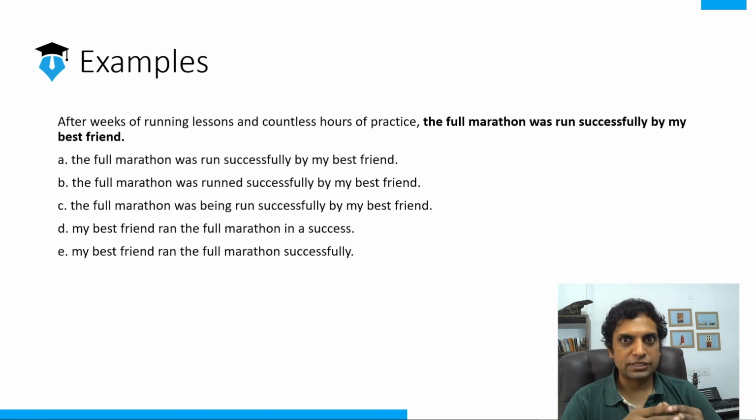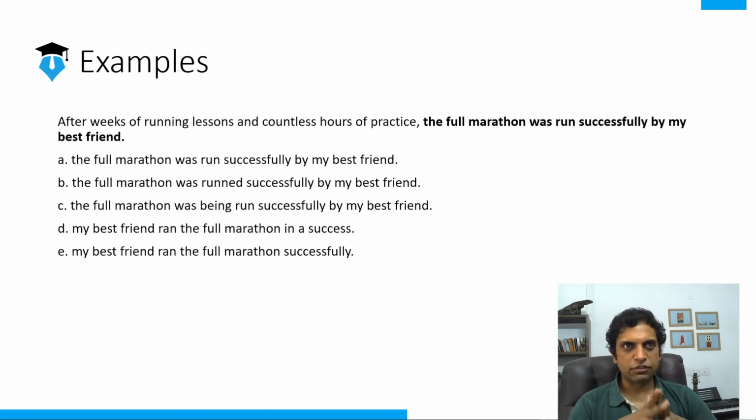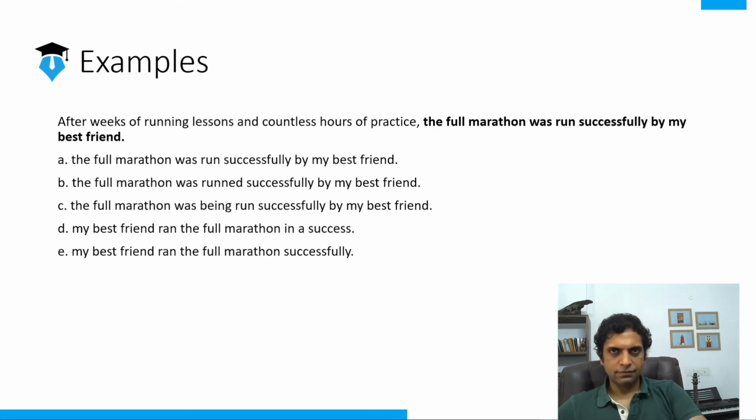what is the first thing that you see? Active voice is preferred. This is passive voice. Was run successfully. So how do you actually go about solving this? First, this is in passive voice. Secondly, the bold part is what we're changing. The modifier, after weeks of running lessons and countless hours of practice, you can't change the position of that. It's not bold.